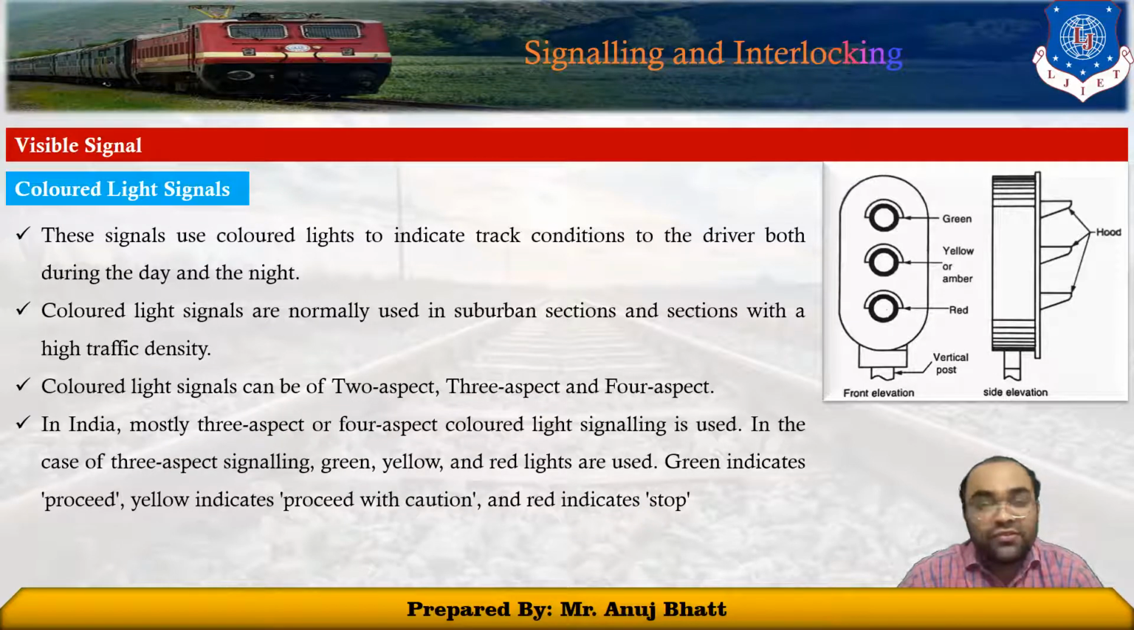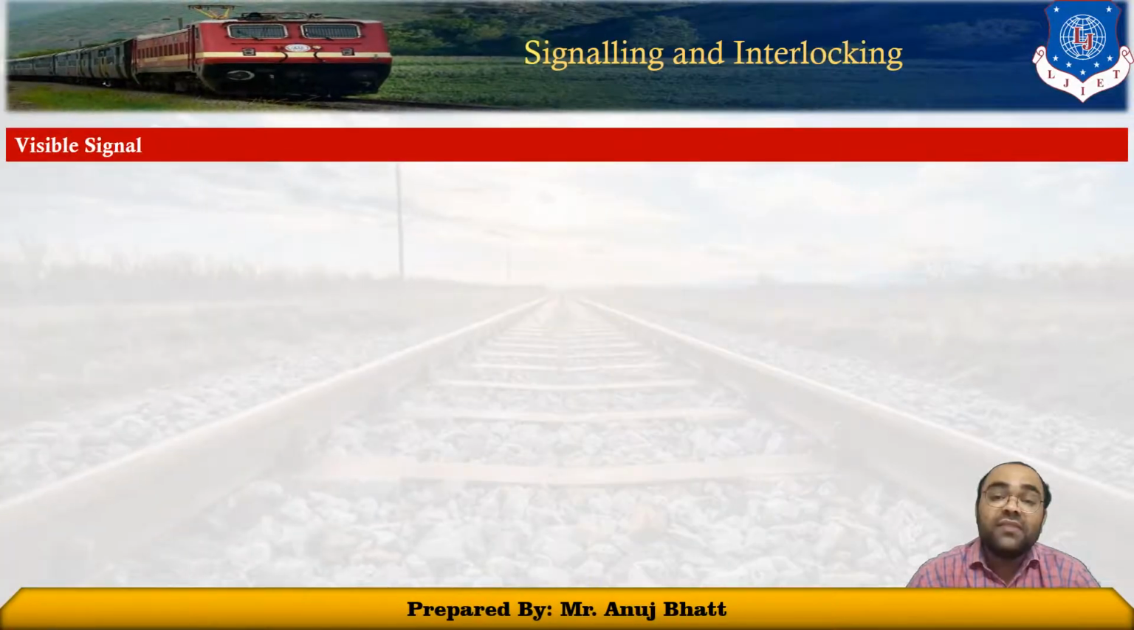Okay, in the case of 3 aspect signaling, these 3 colors are being used. Green indicates proceed, yellow indicates proceed with caution, that means limited speed, and the red light indicates the stop sign.